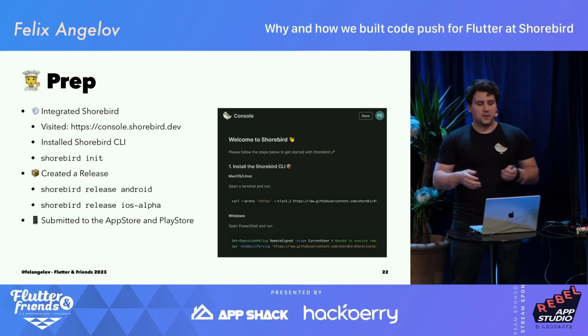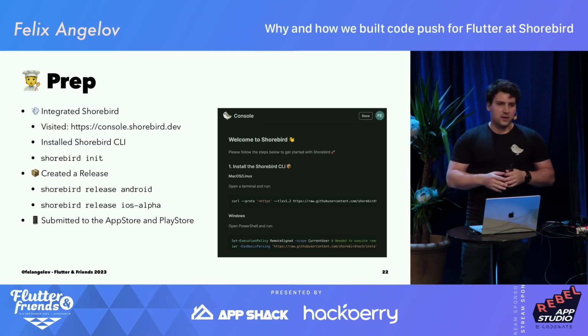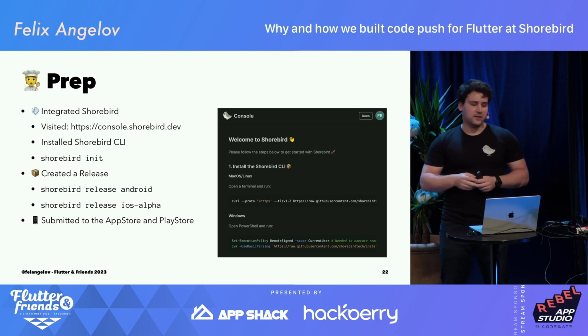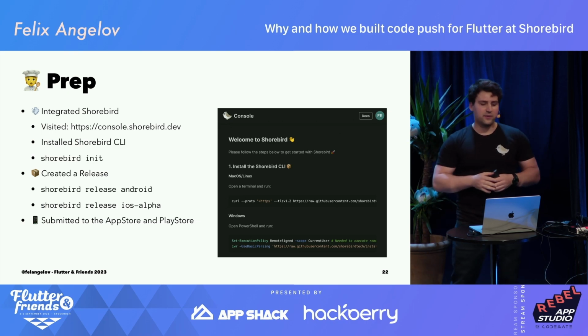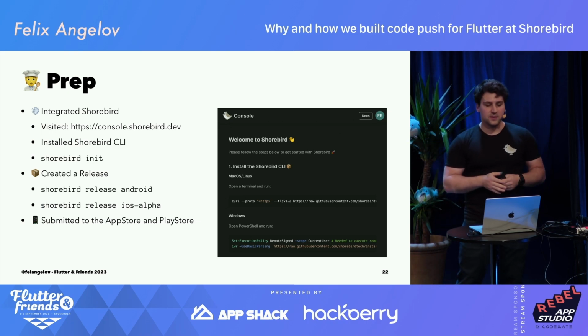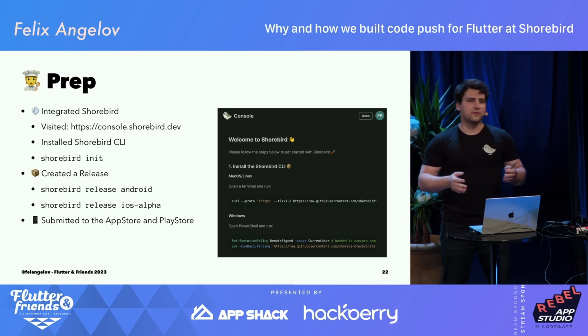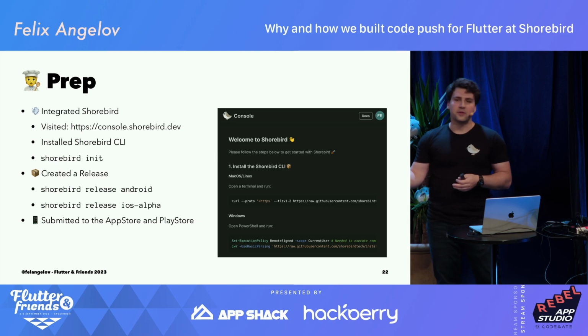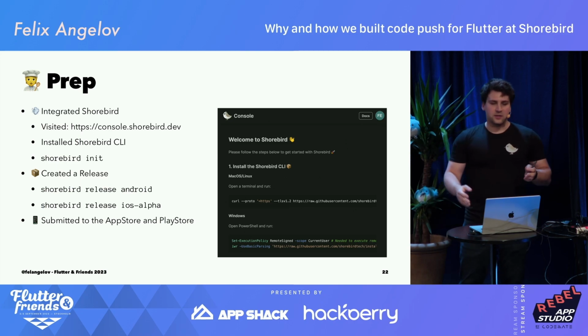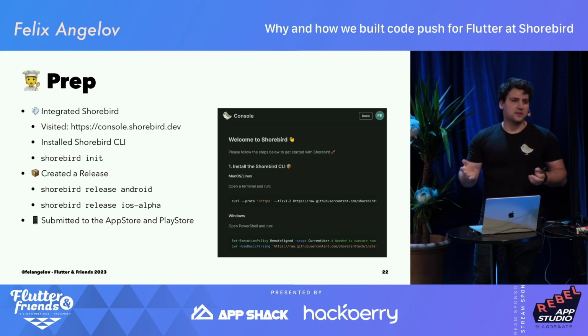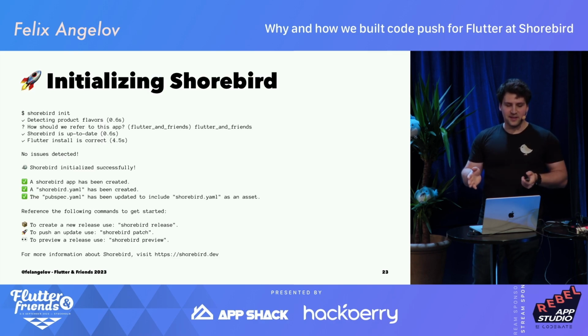And that's it. Then I built the app, and when I was ready to submit to the Play Store and the App Store, I ran two commands. I ran shorebird release android, and I ran shorebird release ios alpha. Those commands basically generate the same thing as when you run a flutter build ipa or a flutter build appbundle. I took the output of those commands and submitted it to Google Play and the App Store. And so that's where we are today.